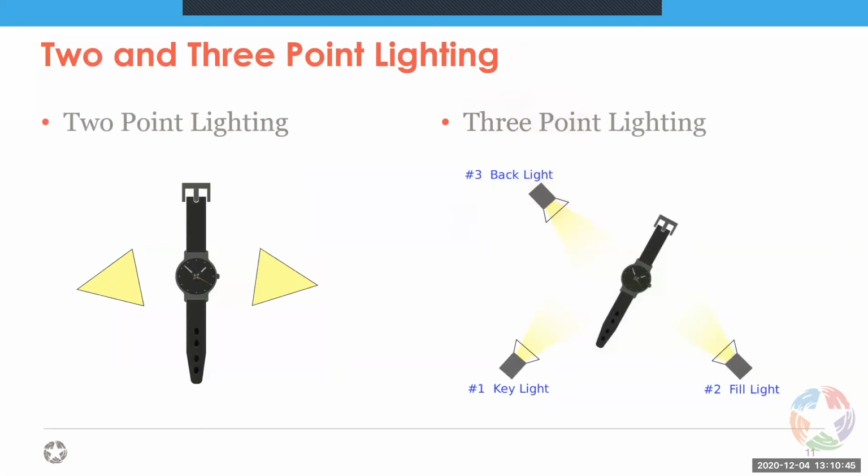All right, so 2 versus 3-point lighting. So 2-point lighting is as described. It's just 2 different sources of light. 3-point lighting, there are 3 different sources of light. I tend to choose 3-point lighting for a lot of my photos, whether I'm photographing products or people.